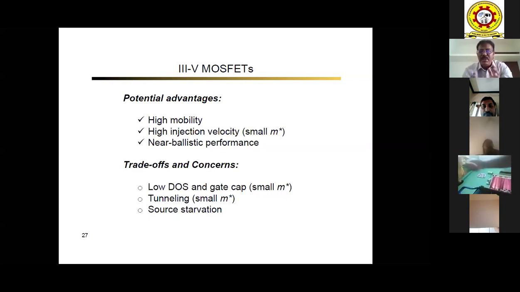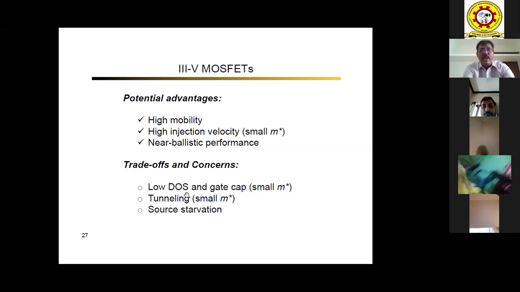Except gate capacitance, all other capacitances in your FET are classified as parasitic. They are not contributing to our performance. So at the expense of gate capacitance, you are able to achieve these parameters.